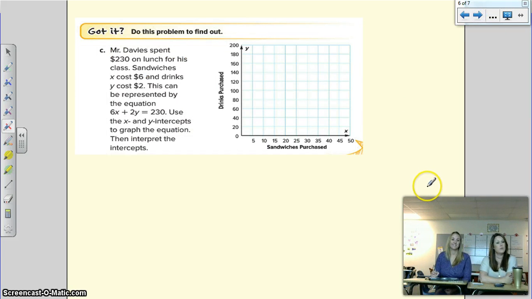So here's what we want you to do. Read this. We want you to solve yourself for the x and y intercept, pop it on that graph, and then interpret. We'll come back with the answer in just a second. Go ahead and pause.